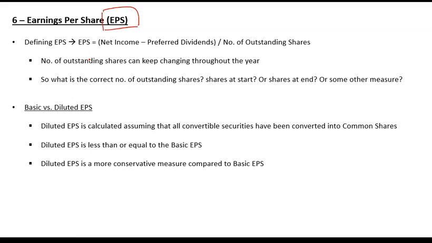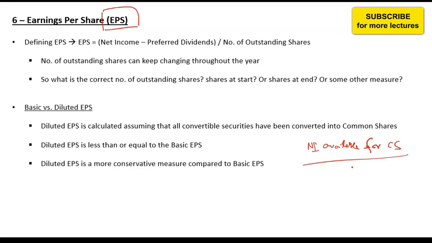income or the part of net income attributable to each share or each shareholder. So earnings per share is simply net income available for common shareholders divided by number of outstanding shares. So this is a very simple definition of earnings per share. That is net income available for common shareholders divided by number of outstanding common shares.